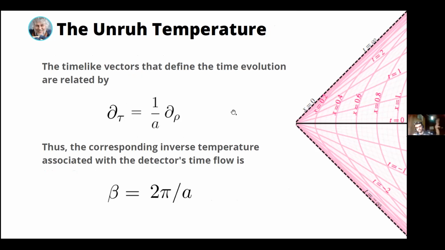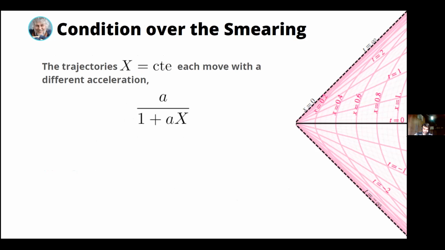And then, of course, we already discussed it. This means that a sufficiently small particle detector would be able to probe this temperature, or at least you'd be able to recover this temperature by means of the excitation-de-excitation ratio, right? And of course, there is the condition over the smearing, essentially.